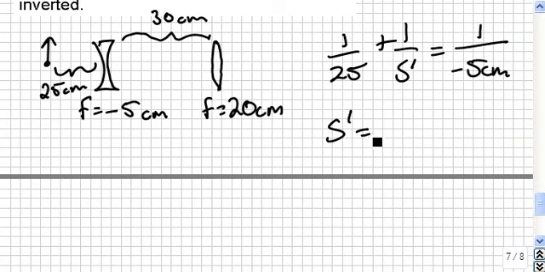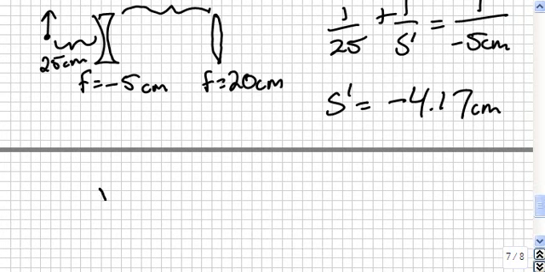We find that s prime is negative. In fact, it's minus 4.17 centimeters. So where does this image form? Since s prime is negative, the image of the object formed by the first lens will be on the left side of the first lens, the same side as the object, since we have a negative image distance. And it'll be located 4.17 centimeters from the lens.